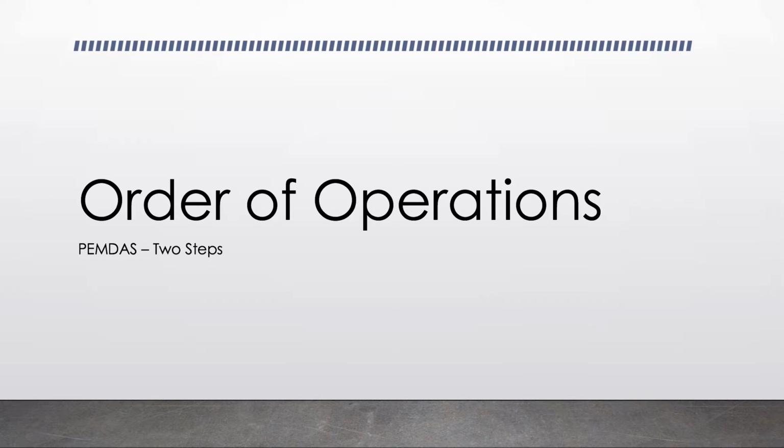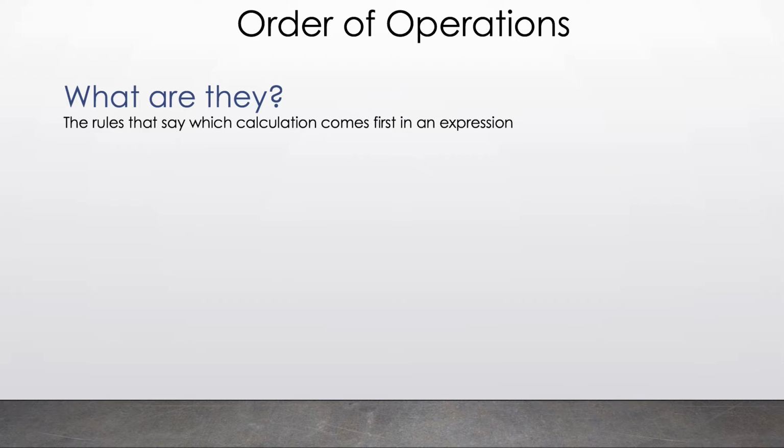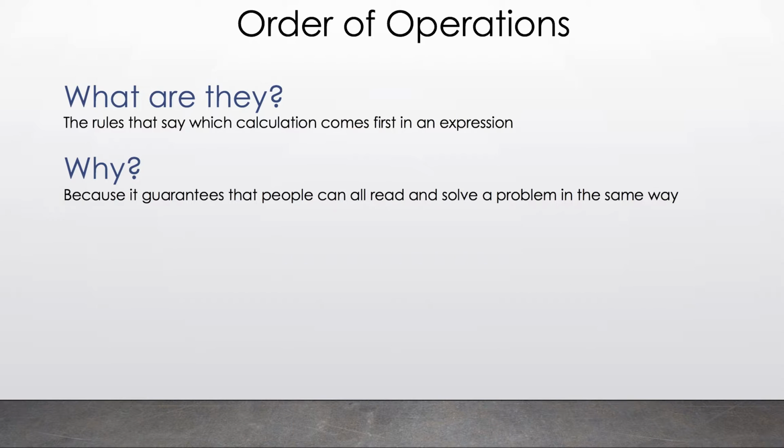Order of operations, PEMDAS, with 2 steps. What are they? The rules that say which calculation comes first in an expression. Why? Because it guarantees that people can all read and solve a problem in the same way.